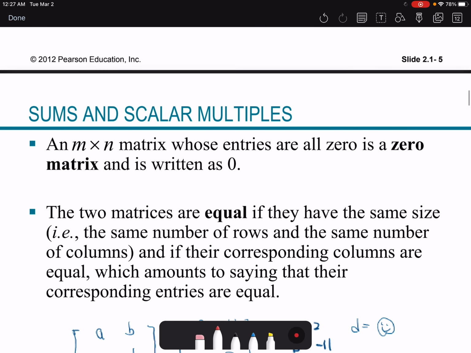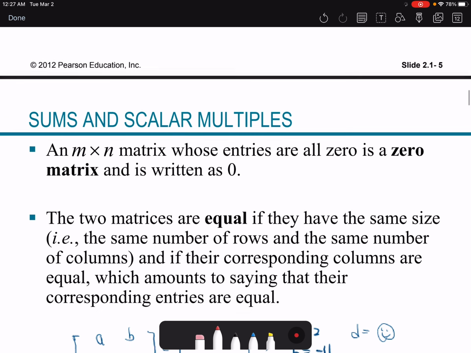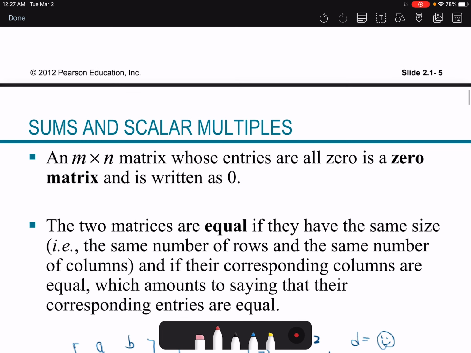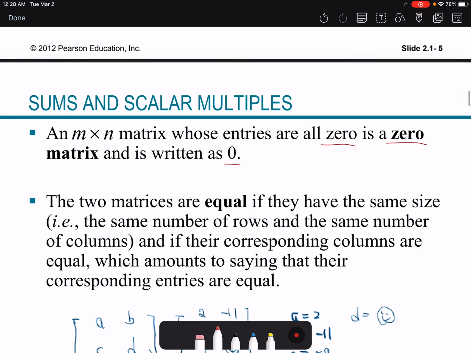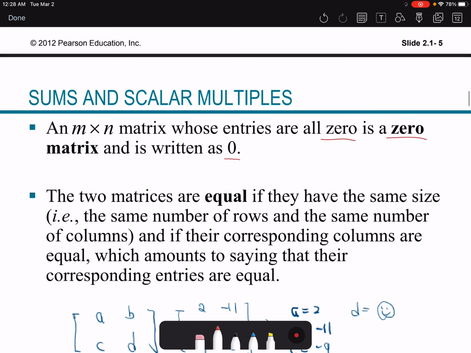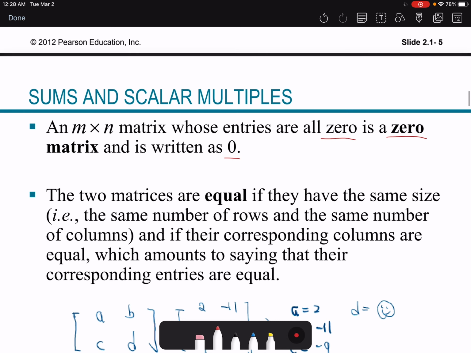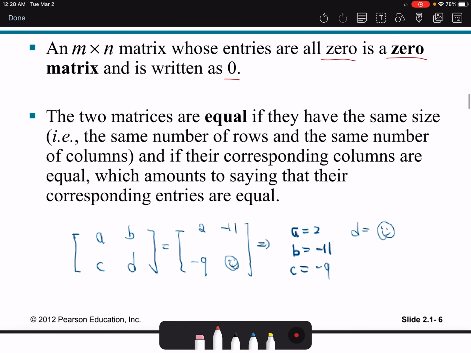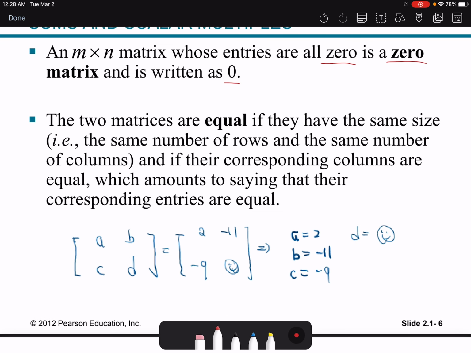Let's introduce sums and scalar multiples. If all entries of a matrix are zero, we call it a zero matrix, and it's written as zero. Two matrices are equal if they have the same size, the same number of rows and the same number of columns, and if their corresponding columns are equal. So here, if A, B, C, D equals 2, 11, negative 9, and a smiling face, that just means A is 2, B is 11, C is negative 9, and D is the smiling face.